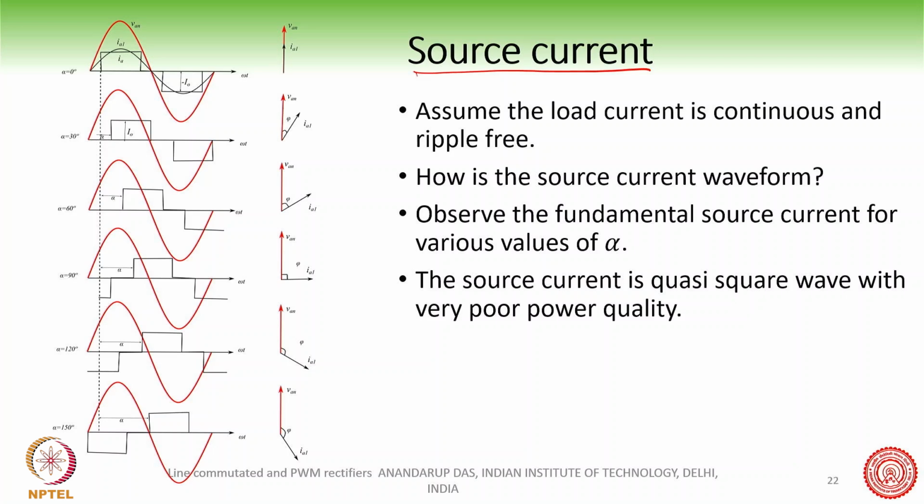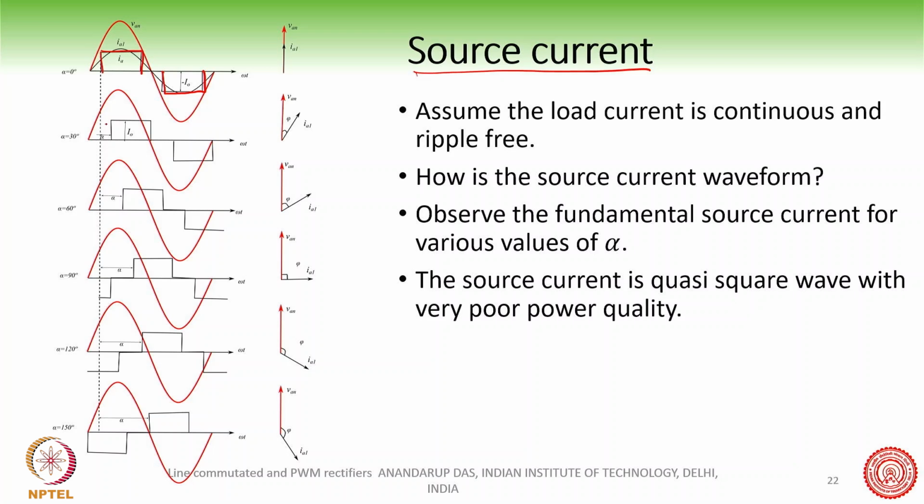As you have seen, when you change the firing angle of the thyristor rectifier, the conduction period of the pair of thyristors remains the same, but their position in the AC cycle gets shifted. As alpha increases, it goes right and right, like that. So this gets reflected on the source current as well, drawn from the grid.